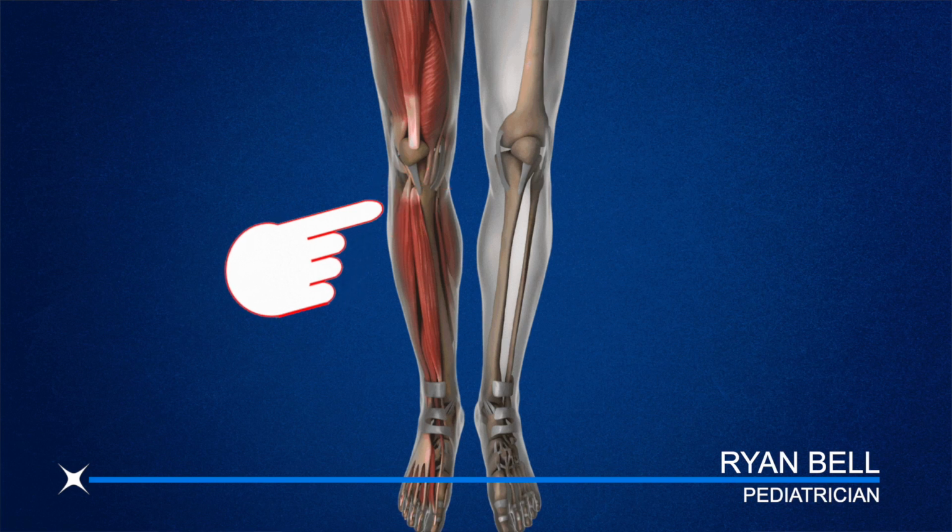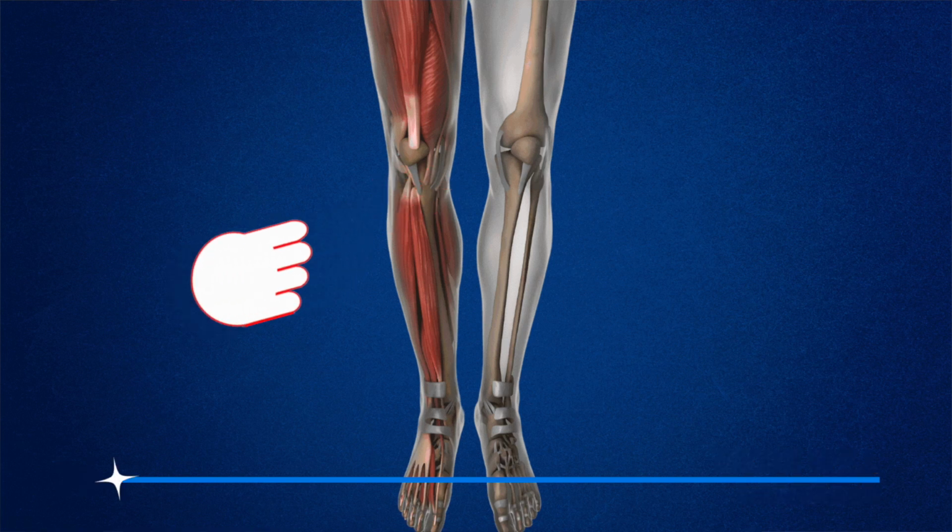Osgood-Schlatter is a common cause of knee pain in a growing kid. It tends to be right at the point that the patellar tendon from the kneecap attaches to the top part of your leg. We call that the tibial tuberosity. You'll notice a lump right in that area that tends to be painful.